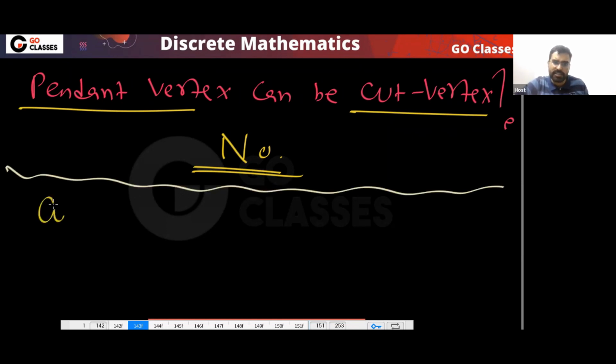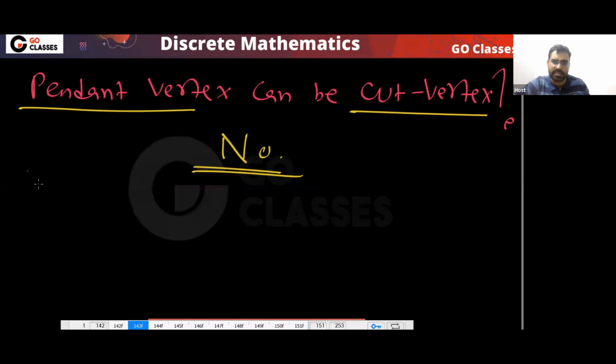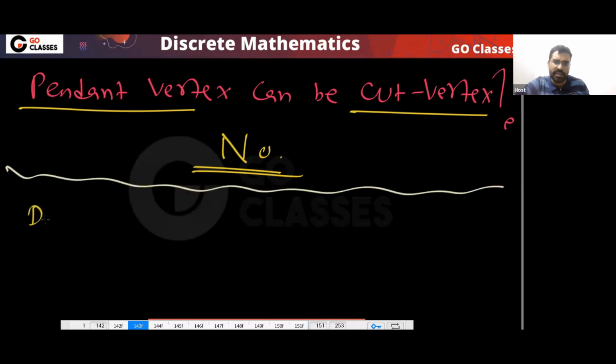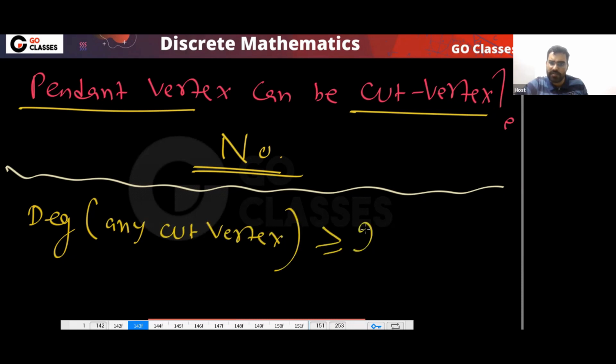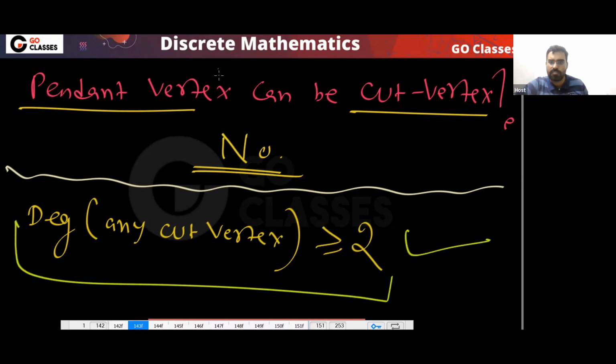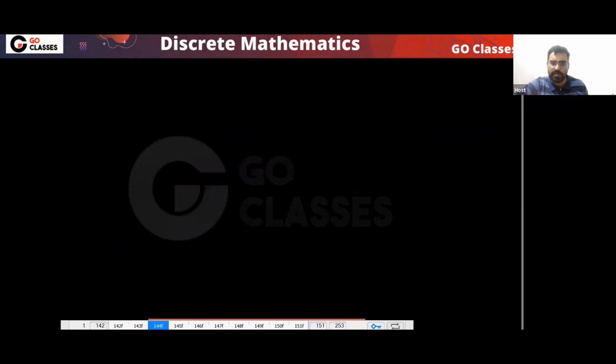So remember, cut vertex degree. What is the degree of any cut vertex? The degree of any cut vertex is greater than or equal to 2. So these are some ideas.